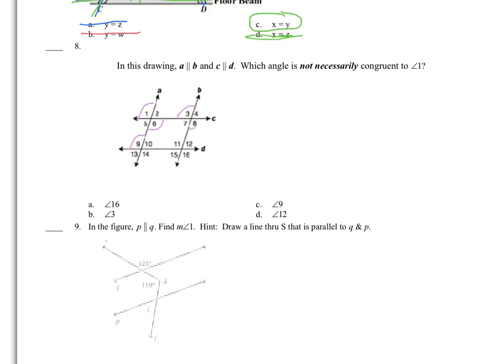Once we find that, we can find vertical angles. And then we can continue to find corresponding angles there, which would give us 16. And then vertical angles of 11. So which of those is not congruent to angle 1? Well, is 16 congruent to angle 1? Yes, we saw our mark, so that's not my answer. Angle 3 is congruent to 1, that's not my answer. Angle 9 is congruent to angle 1. Angle 12, notice we did not say that angle 12 was congruent to 1. That is my answer.